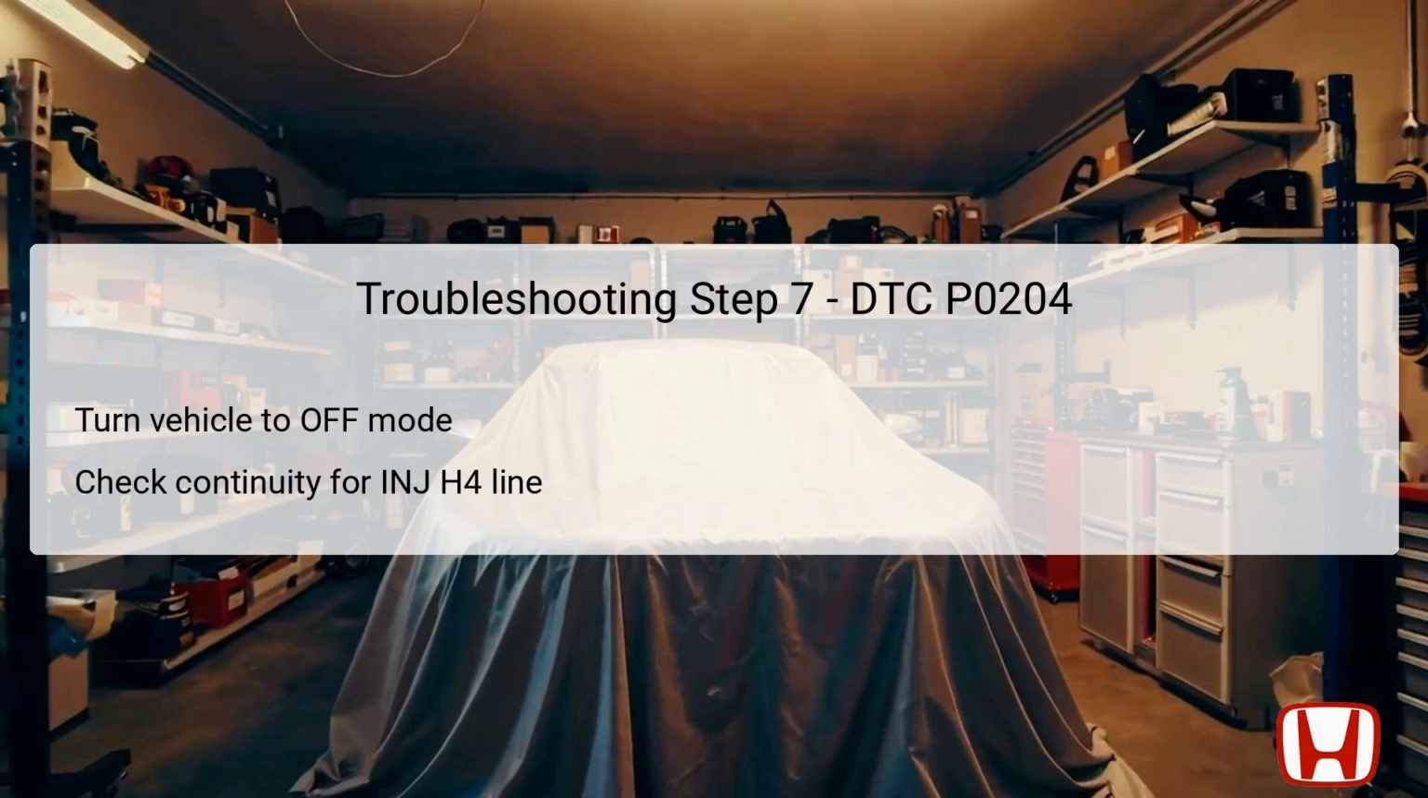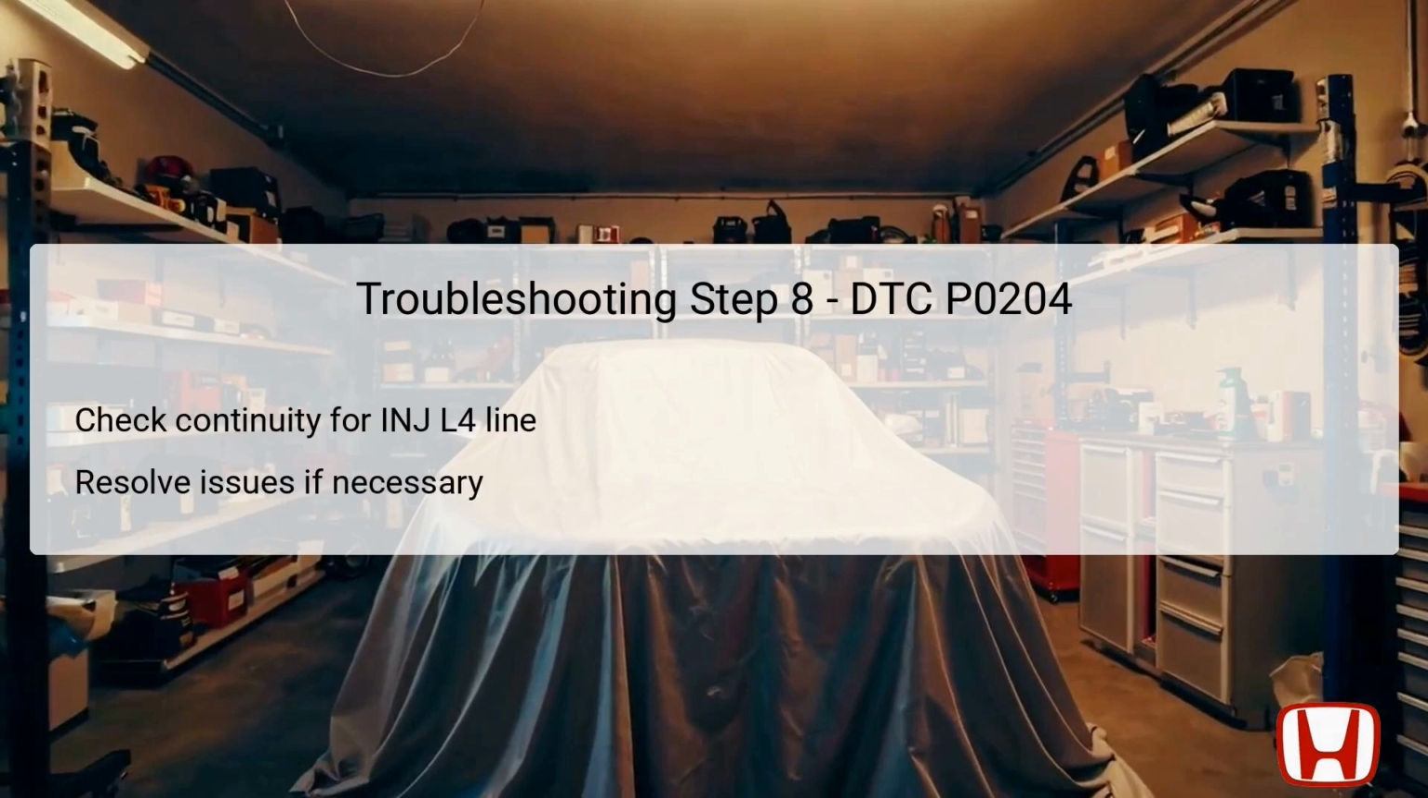Confirming continuity indicates that the wiring is intact, and you will need to investigate further if the readings are accurate. If there's no continuity, it suggests that work is needed on the INJ H4 wire, which may include locating and repairing any breaks in the circuit.